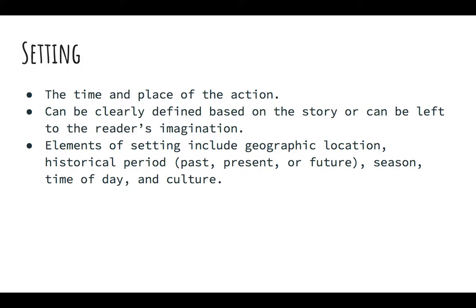It can be clearly defined or it can be left up to the reader's imagination. Some things it might include are geographic location, historical period. So if you're reading something from the past, that's something dealing with the setting. The season, like right now we're in fall, time of day, and the culture.